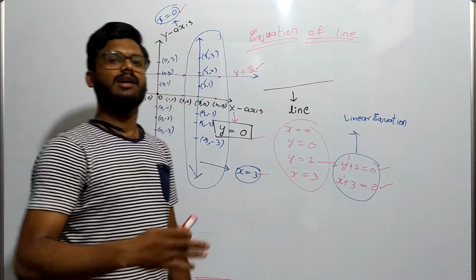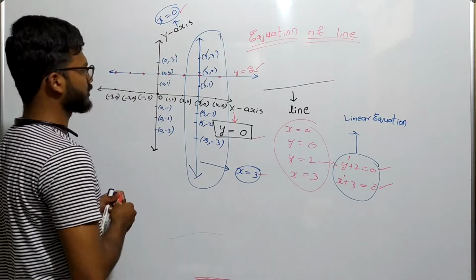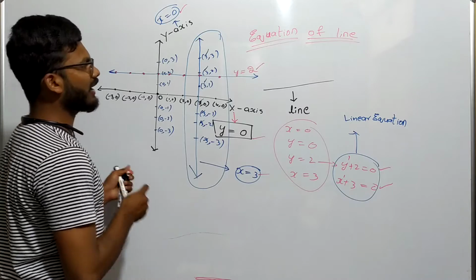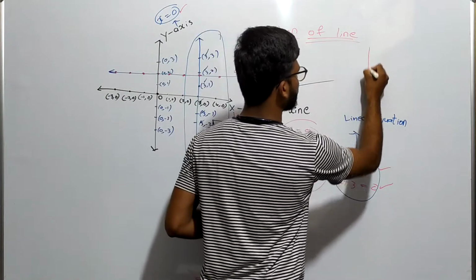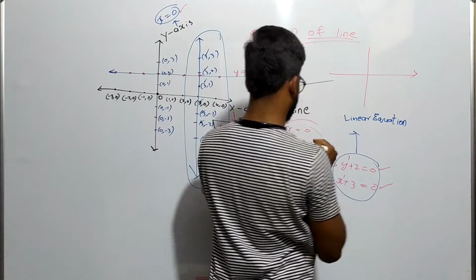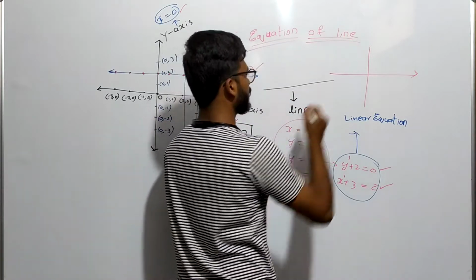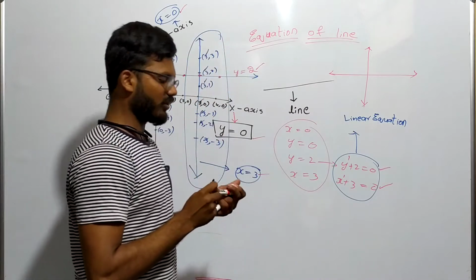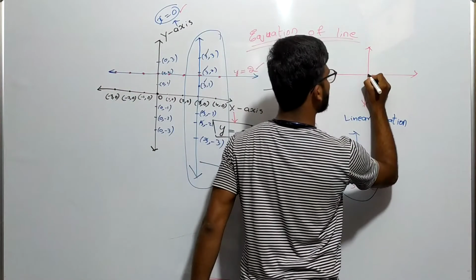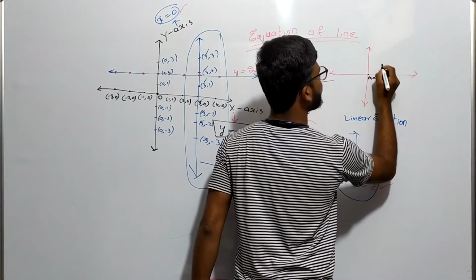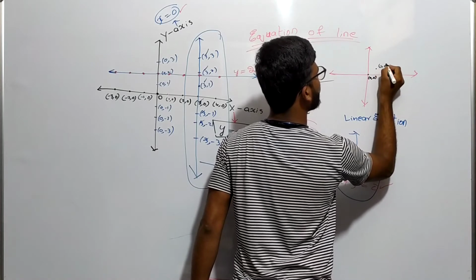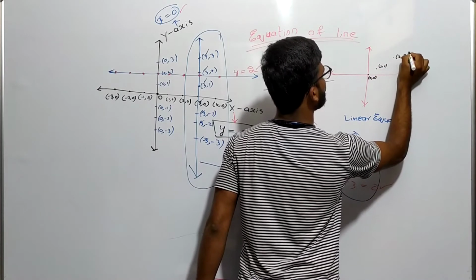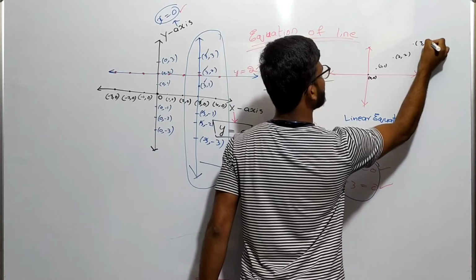Let us see with two variables. Suppose I have a line like this. Let us take it as graph, x and y axis, and I want to write the equation for this line. What is it? Suppose this is 0 comma 0, here it is 1 comma 1, 2 comma 2, 3 comma 3, like this points are there.